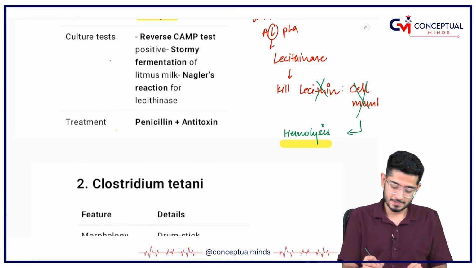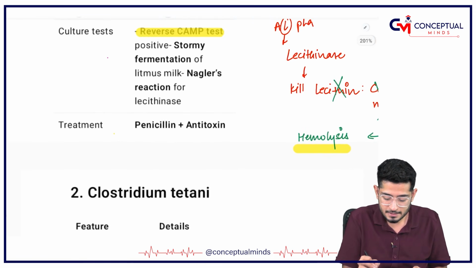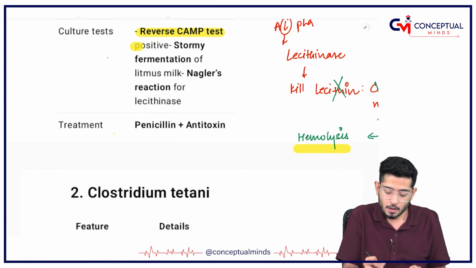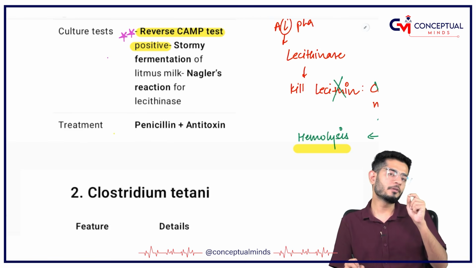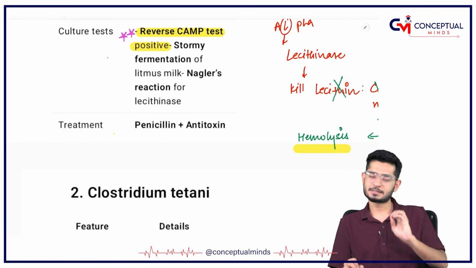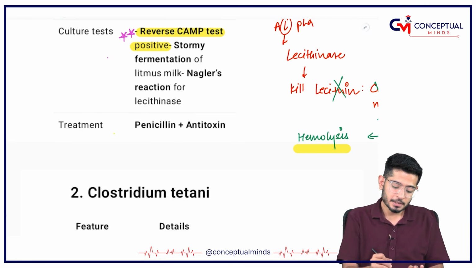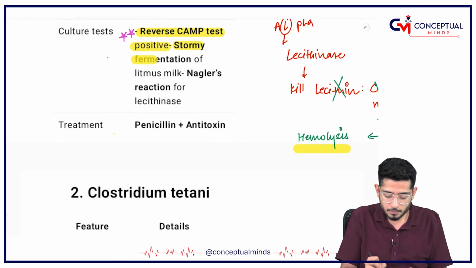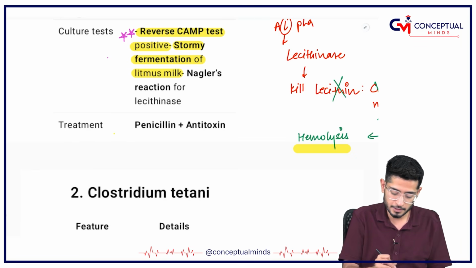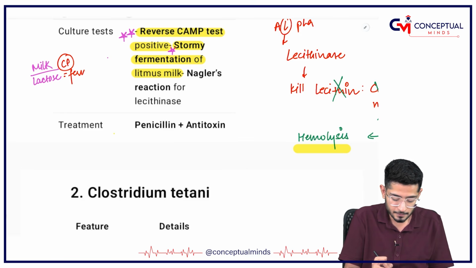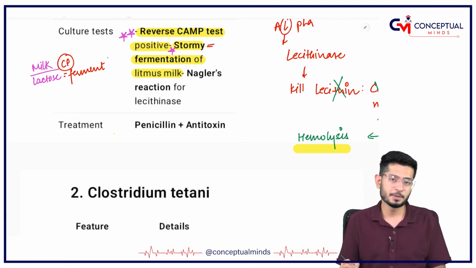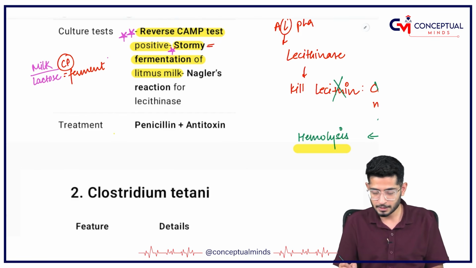Coming on to the culture test. So remember one thing, that is reverse CAMP test is positive. Okay. What is CAMP test and what is reverse CAMP, we will discuss, and the link of the CAMP test I will put in the description. You can watch it later, right? The next part is, it is responsible for stormy fermentation of litmus milk. Okay. So what happens in the milk, right? It has got lactose. So Clostridium perfringens can ferment that and there will be a stormy appearance. So stormy fermentation of the litmus milk will be there.